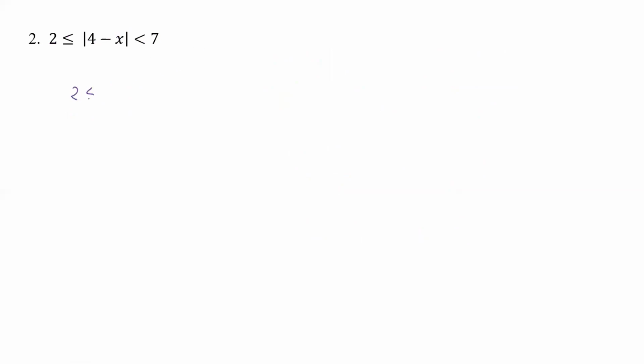Let's say we have 2 less than or equal to the absolute value of 4 minus x, and then over here, the absolute value of 4 minus x is less than 7. All right, so what do we do? Well, now we're just going to look at this and say, okay, this is going to give us an or statement because it's going to be greater than some number. So if we want to write it this way, 4 minus x is going to be less than or equal to negative 2, or 4 minus x is going to be greater than or equal to 2.